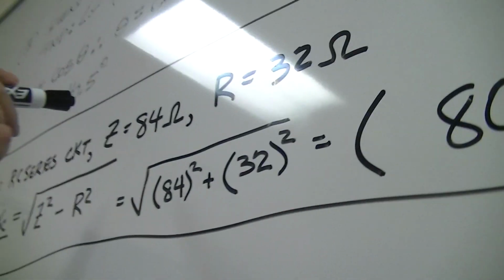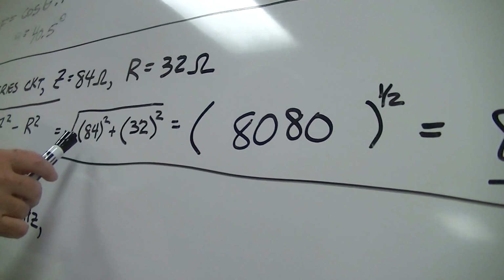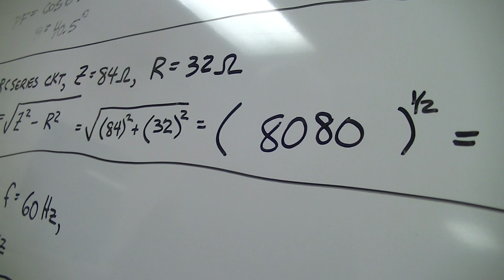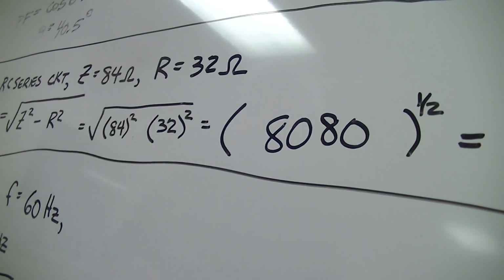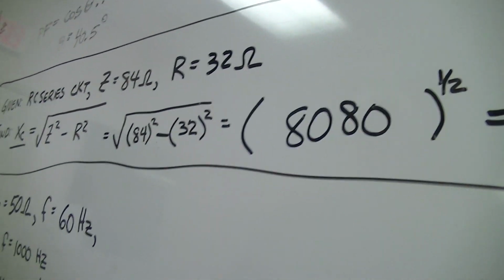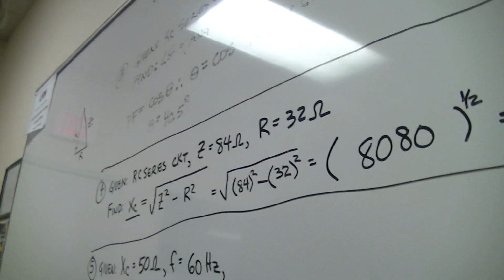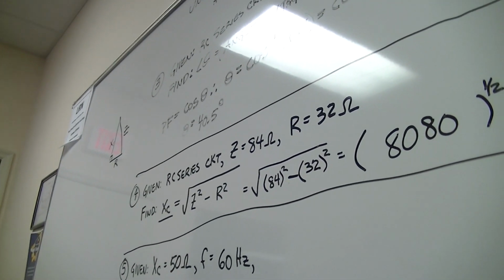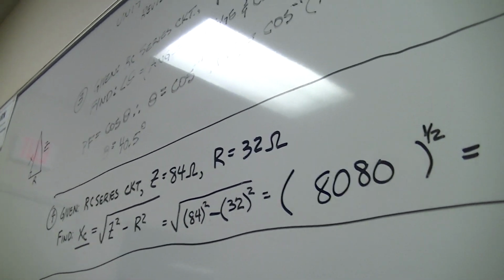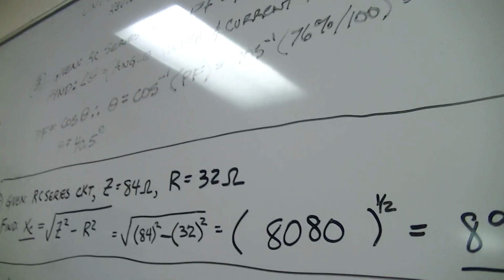We plug those numbers in that are given to us, and we get that X sub C is equal to 84 squared plus 32 squared, or I'm sorry, minus 32 squared. When we put them in there, let me just make sure I didn't screw that up. Yes, I did. Well, I'm sorry. Let's just work it out real quick with the calculator then. We'll do that right now.